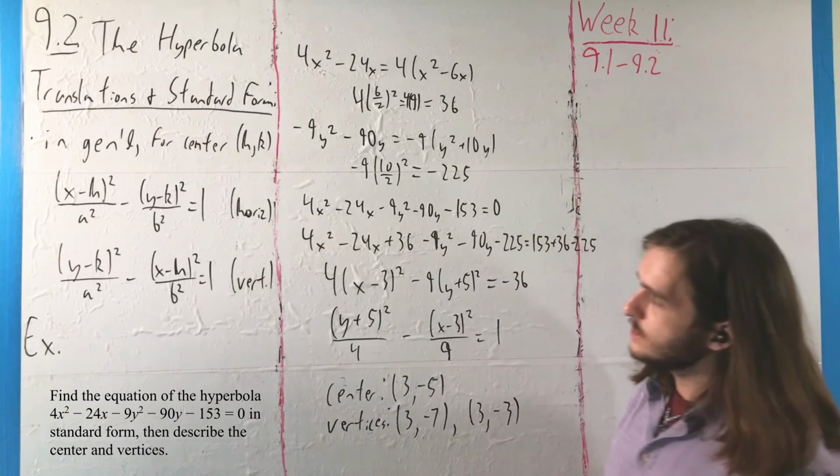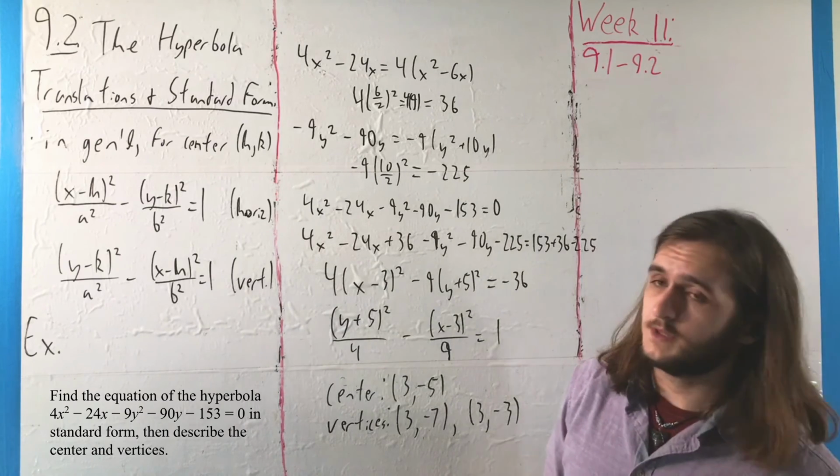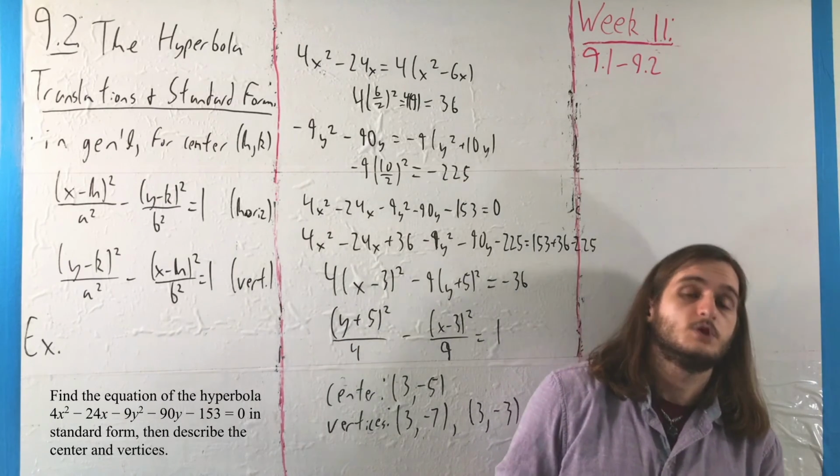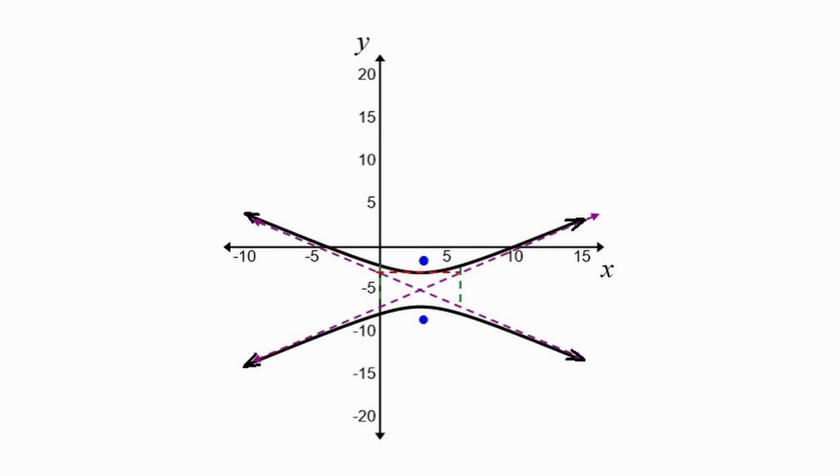Where, to be clear, if we wanted a picture for this, if we wanted to get a sense of what this looks like, I'm not going to go through the steps of generating this graph, but we can see that this is what it would look like.